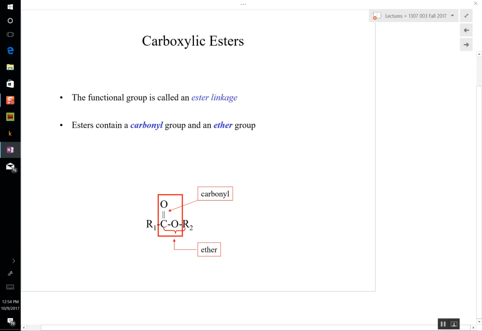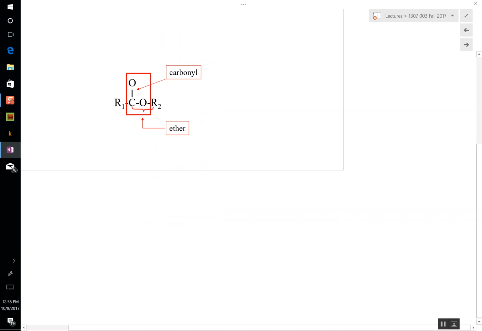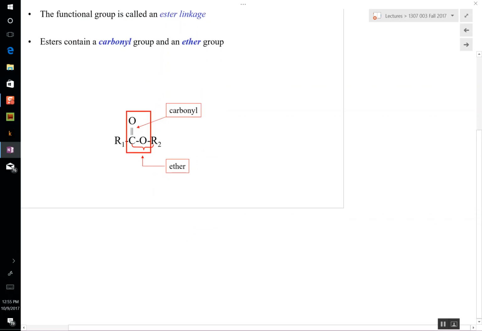Okay, now, esters. I told you chapter 14 is going to be carboxylic acids: what are they, how do we name them, et cetera. And then we're going to get into esters, because you make esters from carboxylic acids. What we're looking at here is an ester. We're replacing that hydrogen that was there with the carboxylic acid.